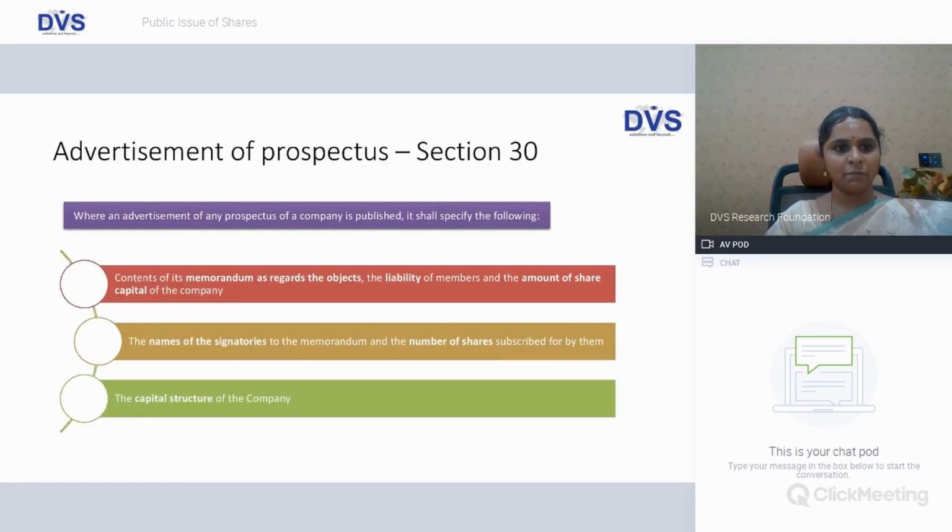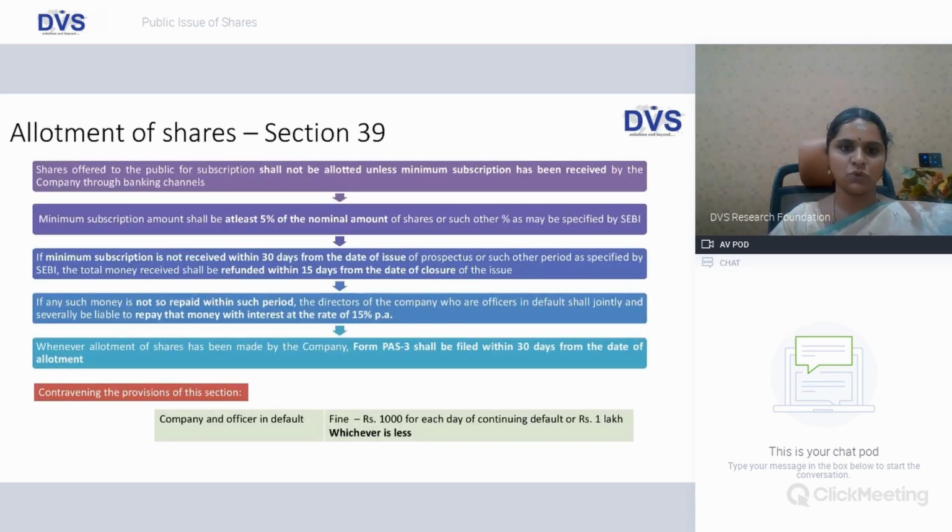So the advertisement of the prospectus shall be published with the specified matters: the contents of the memorandum with regard to objects, liability and the capital structure, the names of signatories to the memorandum and the number of shares subscribed by them, and the capital structure of the company. So allotment of shares, very, very important. Shares offered to the public shall not be allotted unless the minimum subscription has been received. So the minimum subscription amount is the key criterion for allotment. Unless that amount is achieved, you will not be able to allot shares.